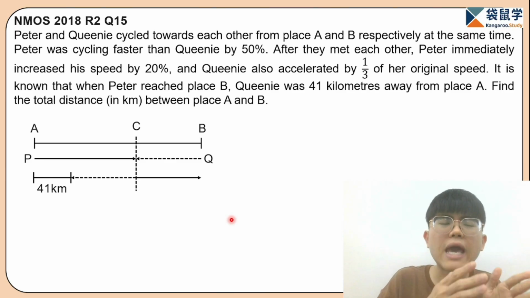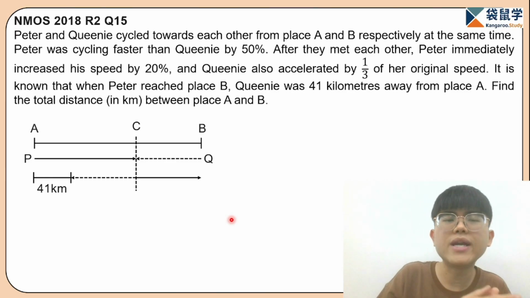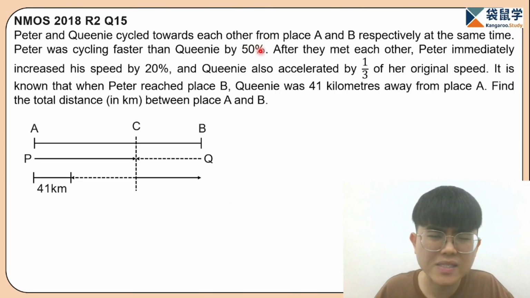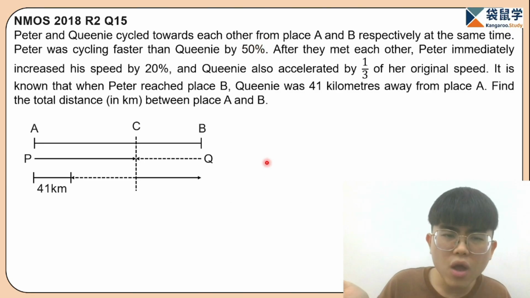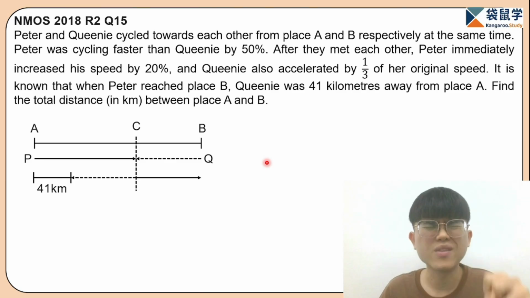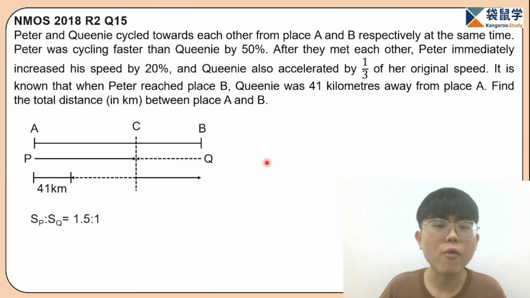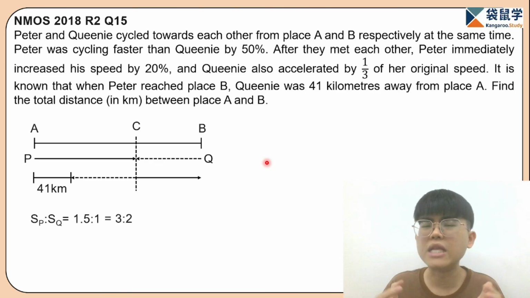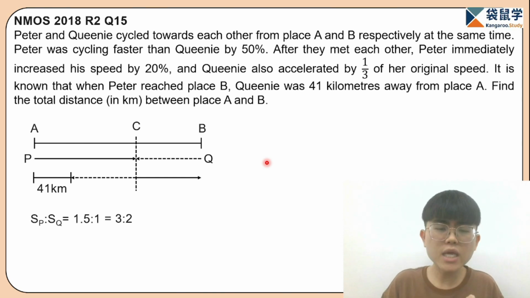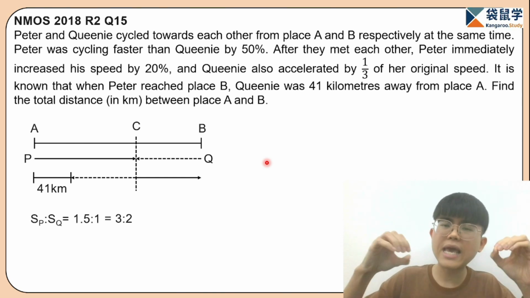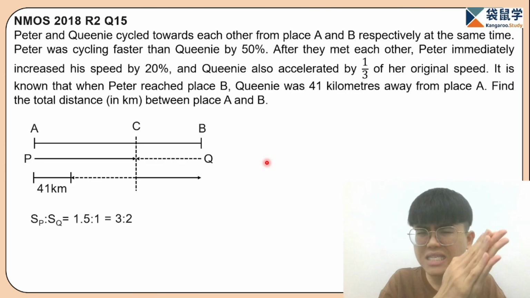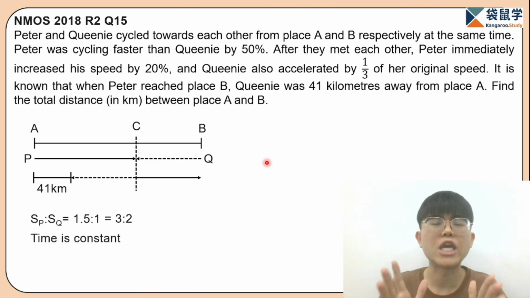In this case, we can know the speed ratio of Peter to Queenie because we said that it is 50% faster. We can first assume that Queenie's ratio is just 1, so Peter will be 1.5. And after we simplify it, you will get 3 to 2. Now in this case, what will be the relationship in terms of the time? We say that both of them travel from place A to place B, and they will meet at a point. The time for both of them travelling is the same. We say that time is constant.